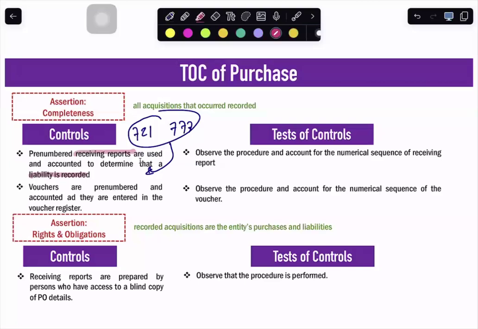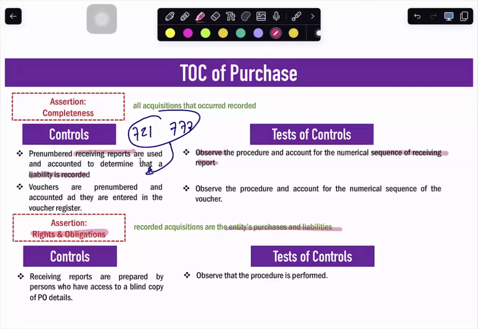So how do you test that control? Again, you observe the procedure and account for the sequence of receiving reports. They must be properly sequenced based on the pre-numbering, so 721 until 777. Next assertion, rights and obligations. That recorded acquisitions are the entity's purchases and liabilities. So what are the controls in place?